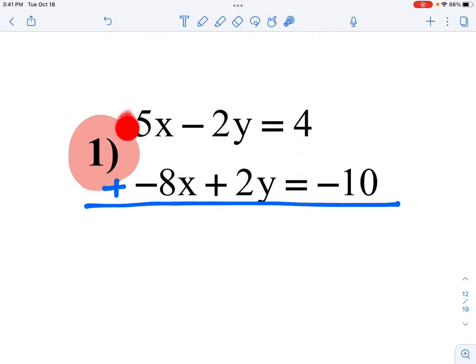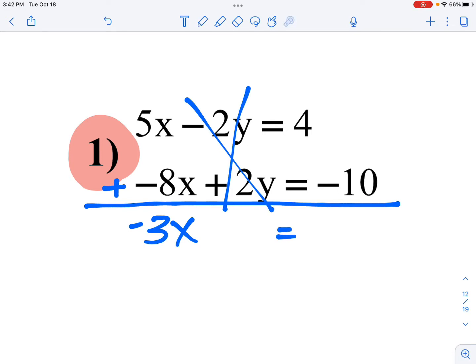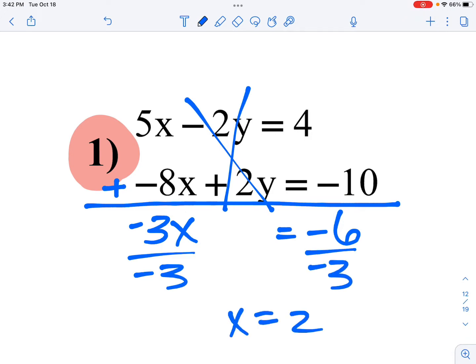And I'm going to do my 5x and my negative 8x, which makes negative 3x. I'm going to add my negative 2y and my positive 2y. Those cancel out and give you 0, so you don't have to write anything. Keep the equal sign, and I'm going to take my 4 and my negative 10, which makes negative 6. Now, in order to get the x by itself, I will divide both sides by negative 3. And I get x equals 2.